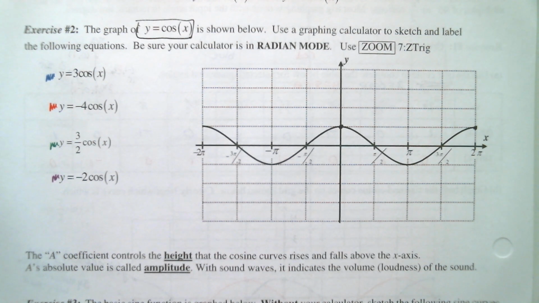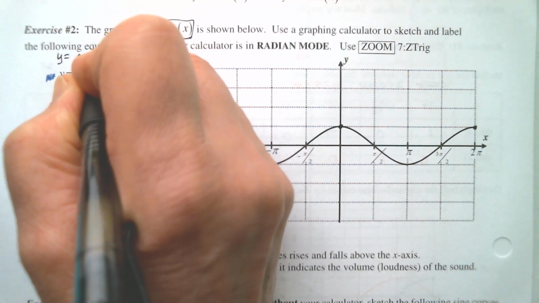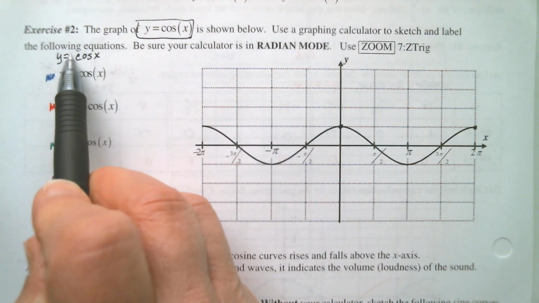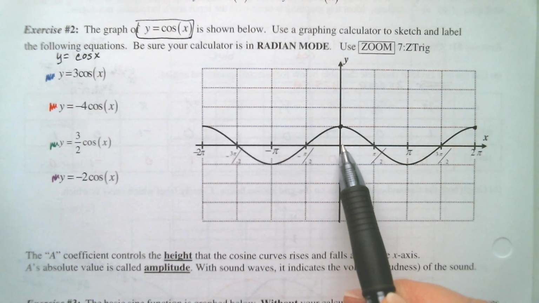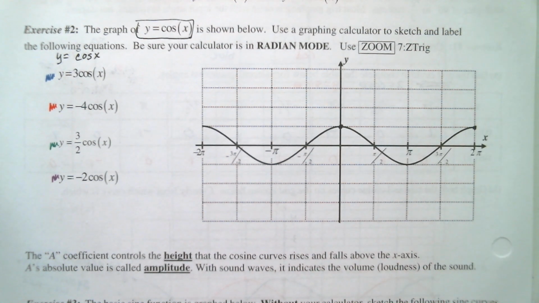We don't need the calculator to do this. If you don't have your calculator at home, that's fine. We're going to use what we recall from transformations. So if we have y equals cosine x, the coefficient here is 1. And it started at the point 0, 1. It ends at a height of 1.